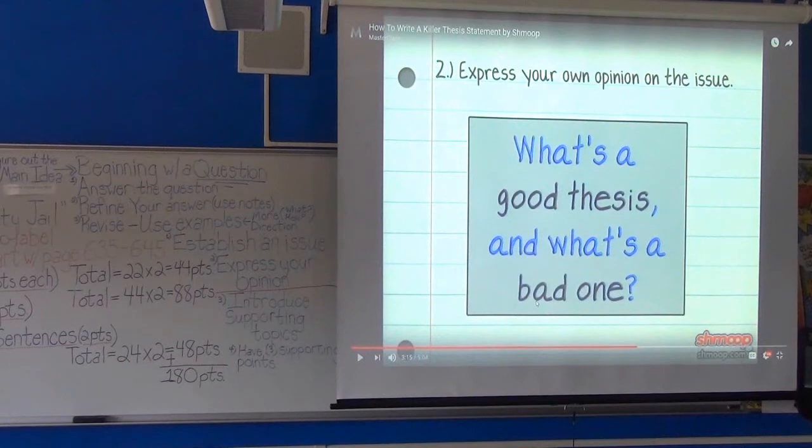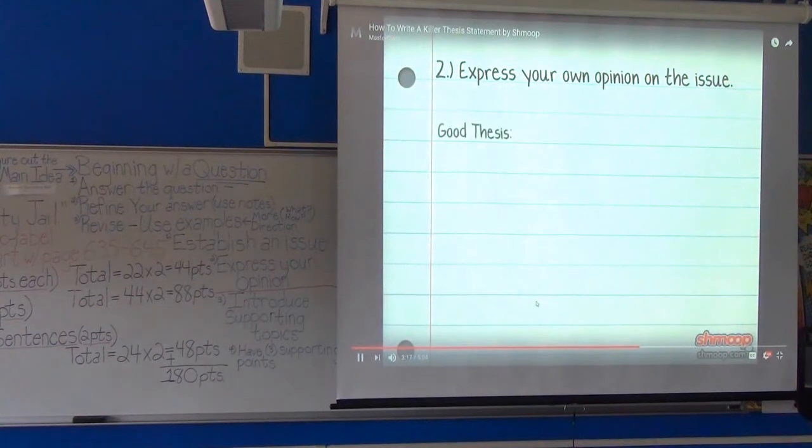Who else? A strong sentence. A what? Strong verb. It's expressed in concrete, specific words. That means it's not unclear. Okay, we know exactly what we're talking about here. So let's look at some.